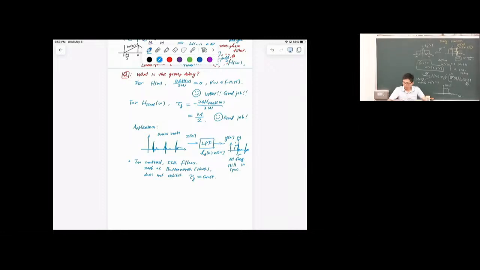Okay, so having said that, I want to proceed with Kaiser windows. Any comment? Are things clear so far? We can pause for a moment before I move on to quickly talk about the Kaiser family of windows.